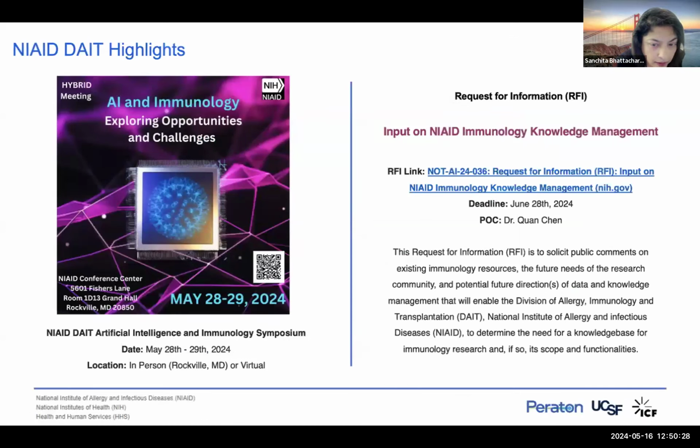And then there's an AI and immunology symposium sponsored by NIAID. This is another opportunity, if you're interested, to explore the opportunities and challenges in the field of AI and immunology. And on the right, there is an RFI on NIAID Immunology Knowledge Management, with the RFI link given here on the screen. If you're interested, take a look.